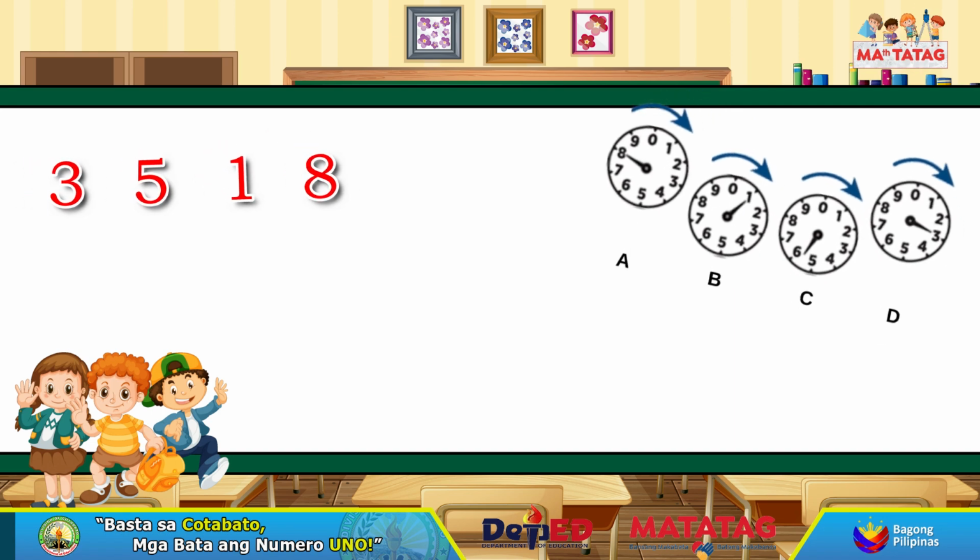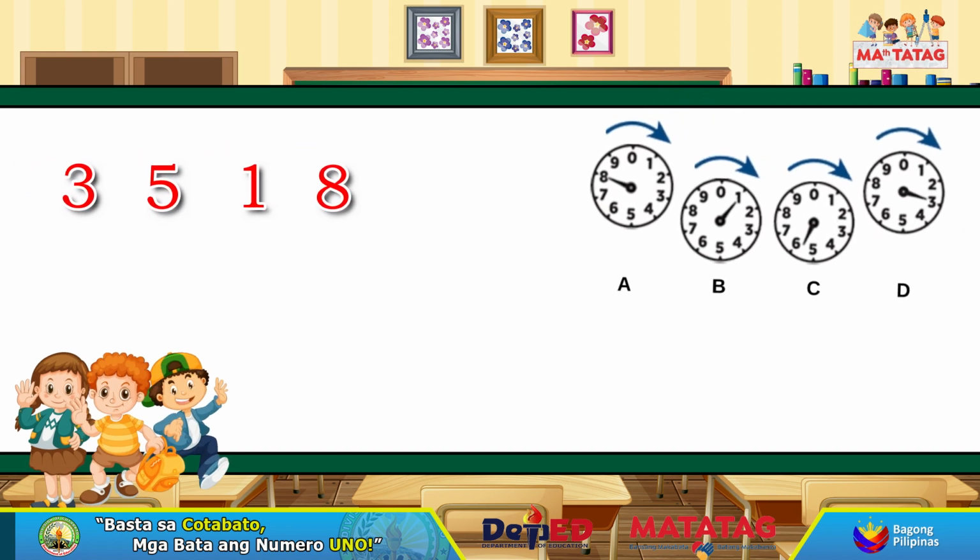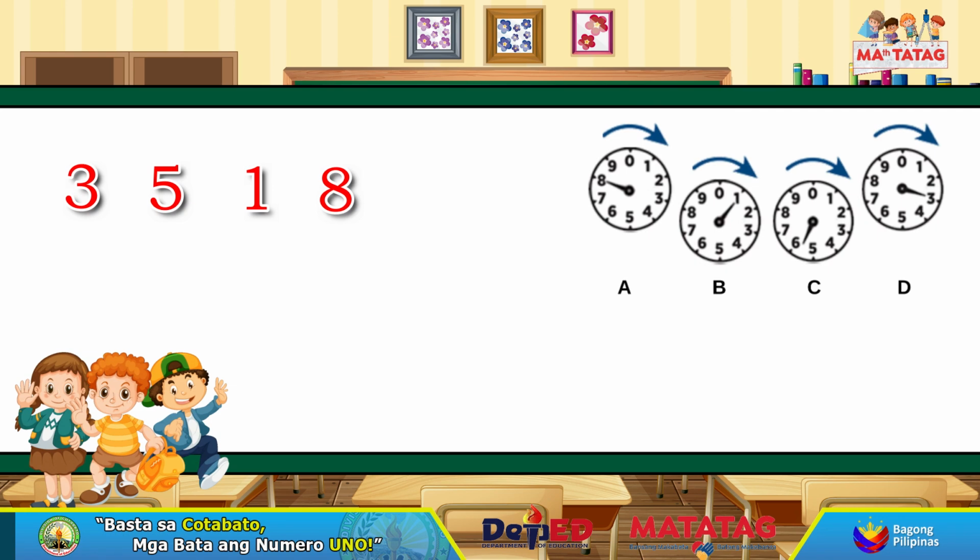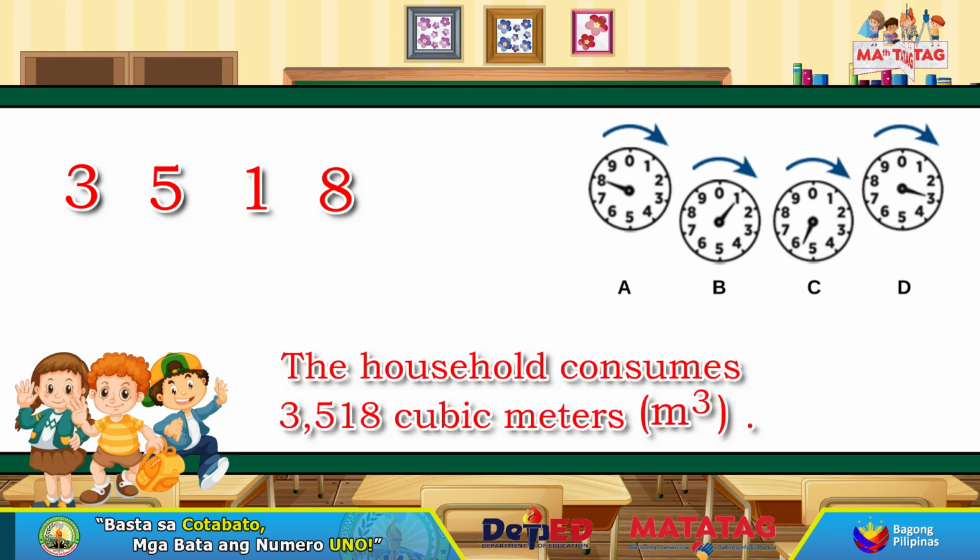Thus, reading the given water meter, we have the answer, 3,518. How can you interpret the result? The household consumes 3,518 cubic meters.